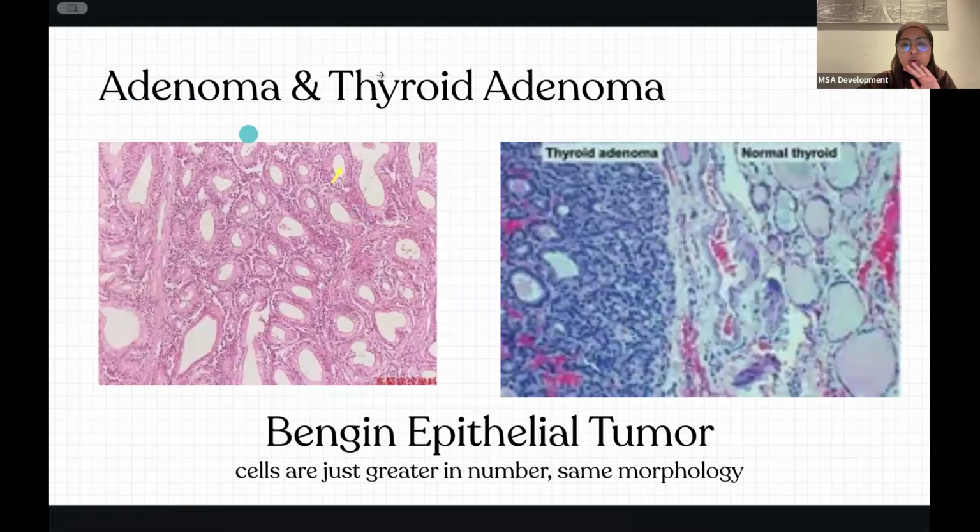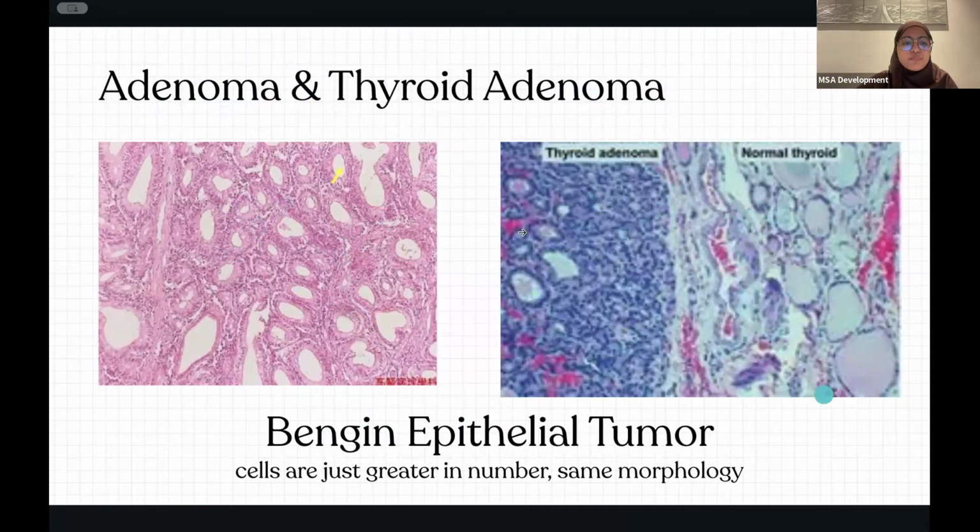Now, adenoma and thyroid adenoma, usually things that end with oma are benign, but that doesn't apply to everything. But usually, when they end with oma, they're benign. So this is a benign epithelial tumor. And you can see here that the cells are greater in number. They're not invading yet. They didn't cross the basement membrane. They still all look the same. They're just greater in number. They have the same morphology. This picture is a bit blurred, but you can see that there's more of the cell, but the morphology is still the same.